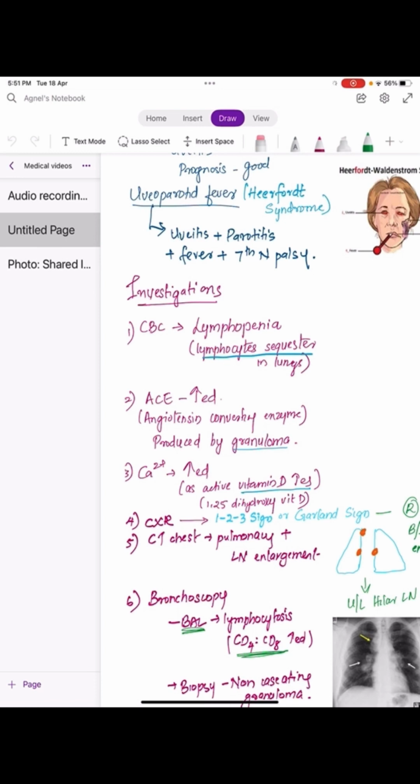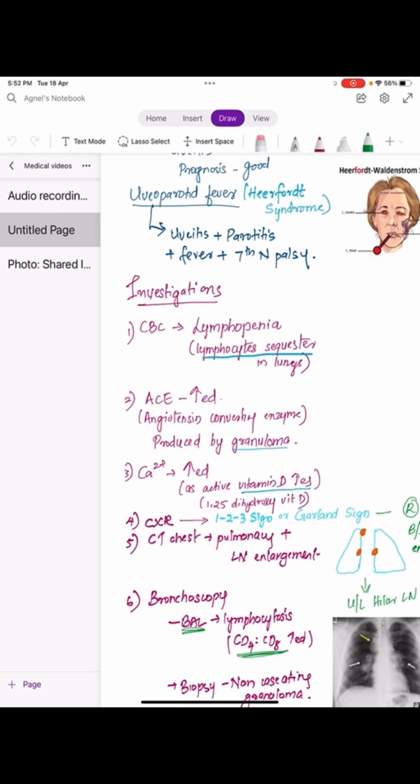We have to do a CBC. On doing CBC, we observe lymphopenia because all of the lymphocytes sequester in the lungs. So in the blood, lymphocytes are seen less in number. Then angiotensin converting enzyme is found to be elevated as granulomas produce ACE. So in sarcoidosis, the level of ACE is found to be elevated.